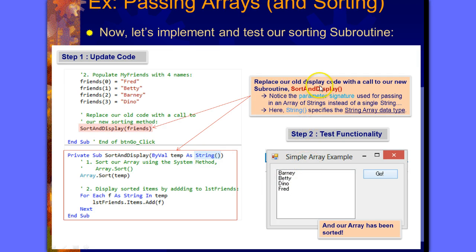So he says replace our old display code with a call to our new subroutine, SortAndDisplay. Notice the parameter signature used for passing in an array of strings instead of a single string. So he means this is called the parameter signature, remember? And we have to have the parentheses here. And here string refers to a string array data type.